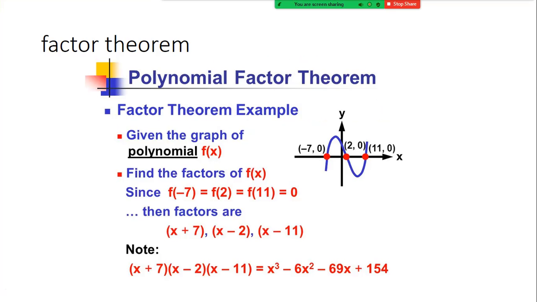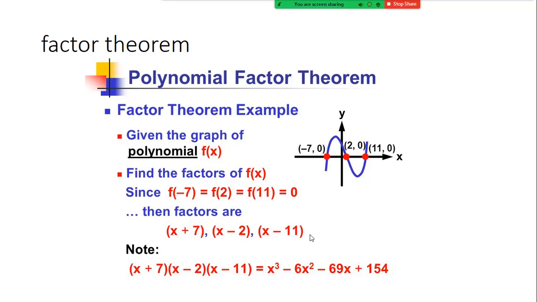All right, so here is our polynomial factor theorem. The polynomial factor theorem basically states that if given the graph of a polynomial, when you find all the zeros of the polynomial, those zeros represent the factors of the polynomial. So if you look right here, we have -7, 0, 2, 0, and 11, 0. If you have the zeros, then you can write it in factored form. The factors therefore are x plus 7, x minus 2, and x minus 11.